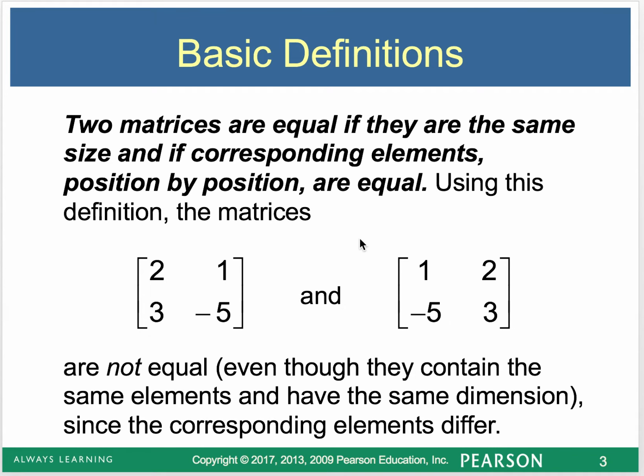Two matrices are equal only if they have the same elements in the same position. So these two matrices are not equal matrices. Even though they've got the same elements in them, they're not in the same positions. So these matrices are not equal.